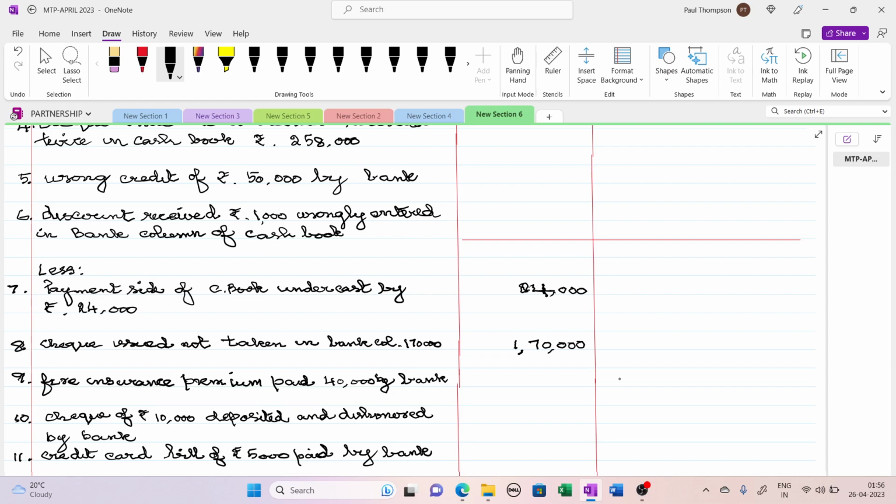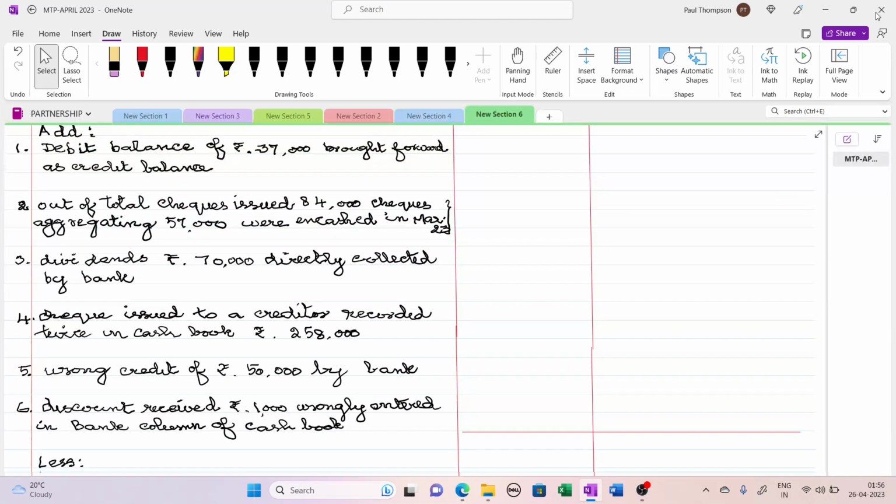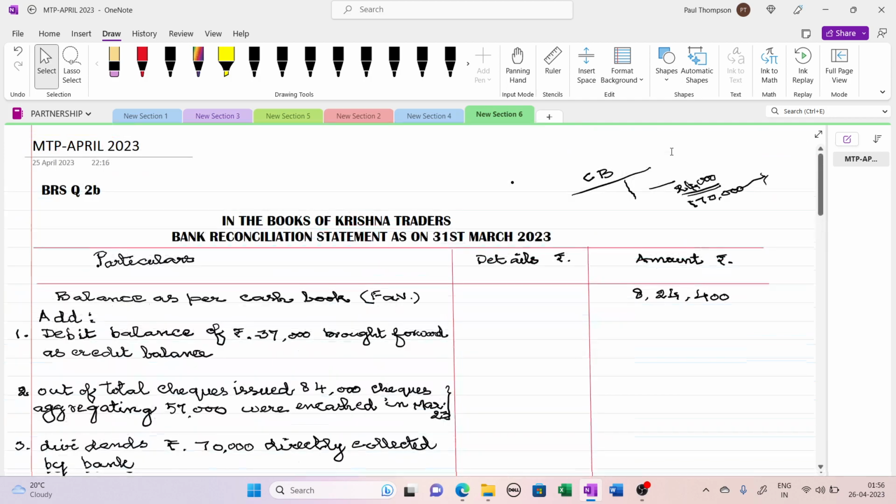So our target book is the bank passbook, so we have to take it into account. The third item, they say that on 22nd March, the debit balance of 37,000 of the previous day was brought forward as a credit balance. You always remember there is a mistake in carry forwarding.